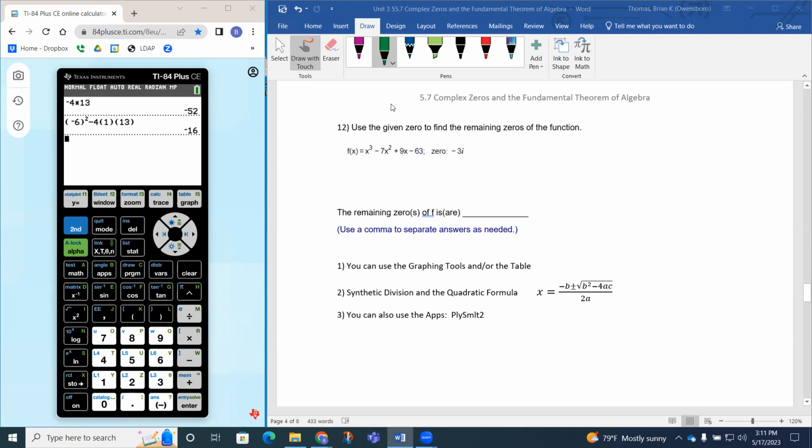So look at this problem right here. We have used the given zero to find the remaining zeros of the function. So that's how we have negative 3i. That means there's also got to be a 3i present.